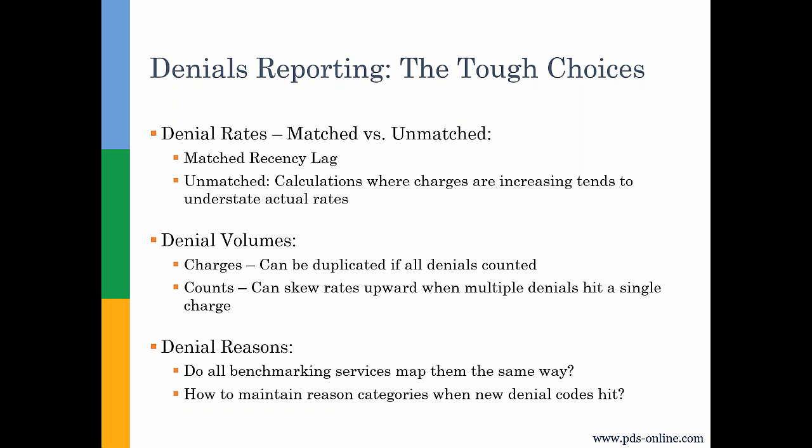So, when you're looking at denial volumes as well, you want to understand, are they looking at charges? Are they looking at counts? Charges can be duplicated if they're counting all denials, and if you're looking at counts, it can skew the rates upward when you have a lot of denials hitting on single charges. And then, again, we talked about the mapping of the denial reasons, and do all services do them the same way? So it becomes kind of difficult to look that way.